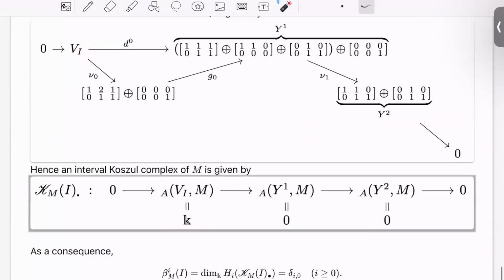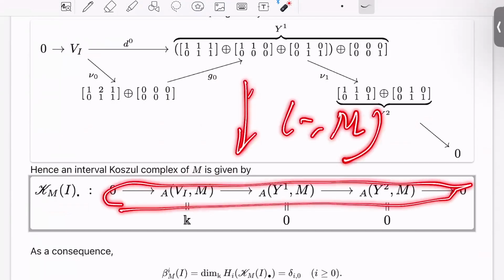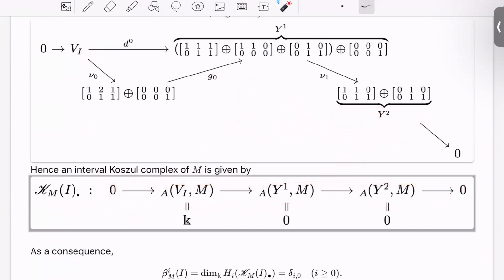So then the interval Koszul complex is given by the M dual of here. So here M dual gives this one. And it is easy to see that this is one-dimensional and 0, 0. So then the Betti number is 1 here, otherwise 0. Yeah, so this is an easy case.